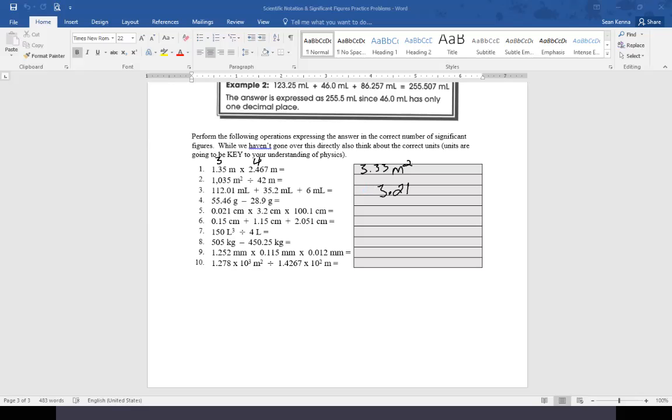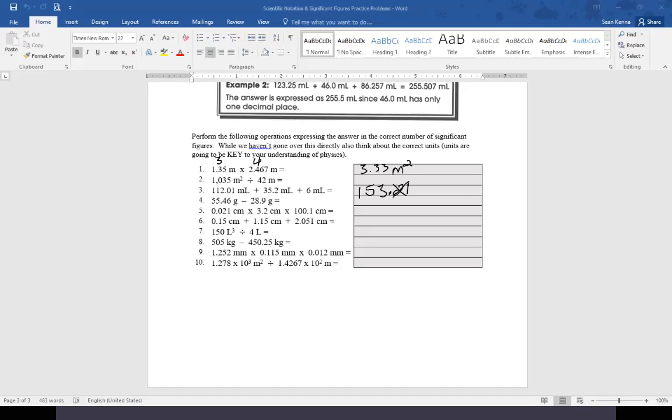This is 153. But this one has none to the right of the decimal. This has 1 to the right of the decimal, and this has 2 to the right of the decimal. This has fewer numbers to the right of the decimal. So we can't imply that we can measure that finely when we're adding. So we need to eliminate these numbers to the right of the decimal. Now it's easy because they are less than 5, and so these are just going to be dropped off. But if this number was 5, that would cause this number to round up, and it would be 154 instead of 153.